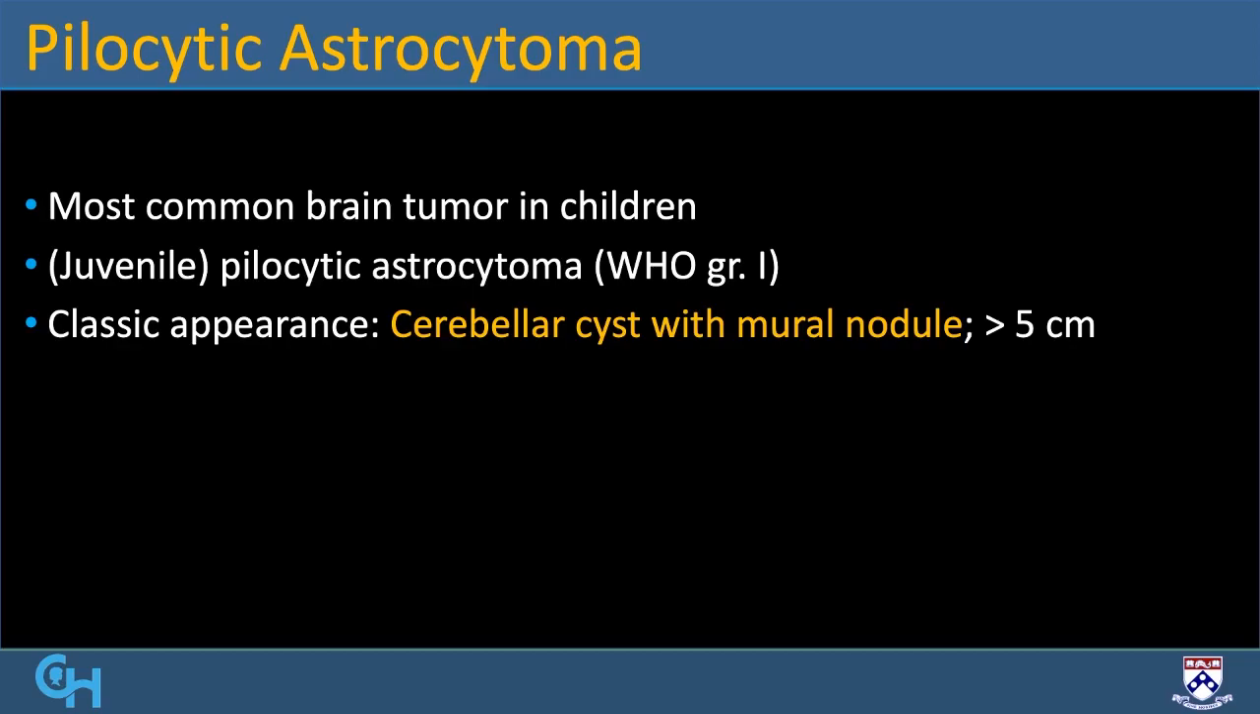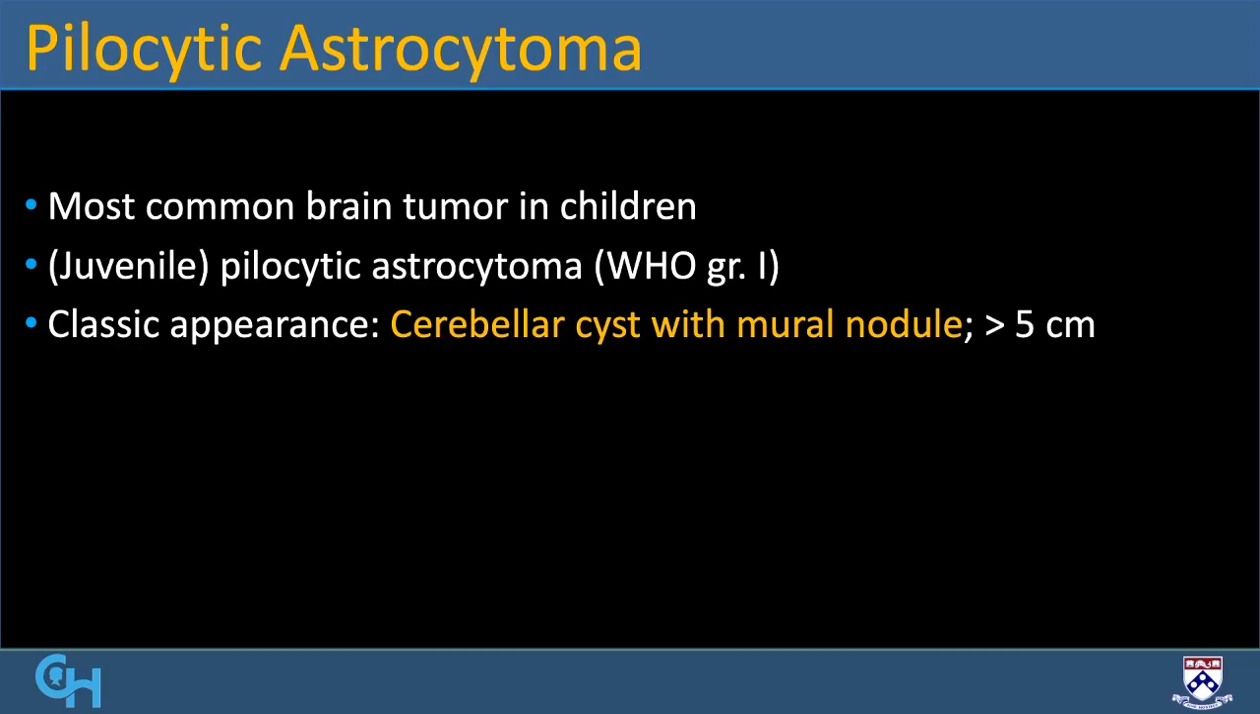Moving on, we now move to the next category, which is pilocytic astrocytoma. This is the most common brain tumor in children. It was formerly known as juvenile pilocytic astrocytoma, but the term juvenile is usually dropped now, and we refer to them as just pilocytic astrocytoma. They are typically WHO grade 1 and have a typical benign course in the majority of cases.